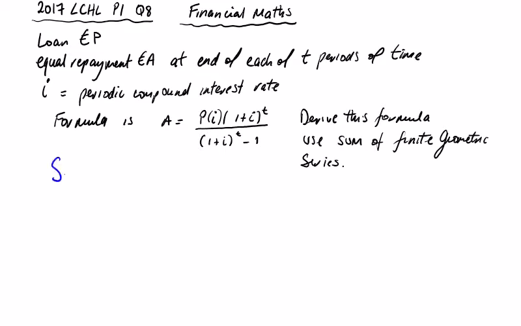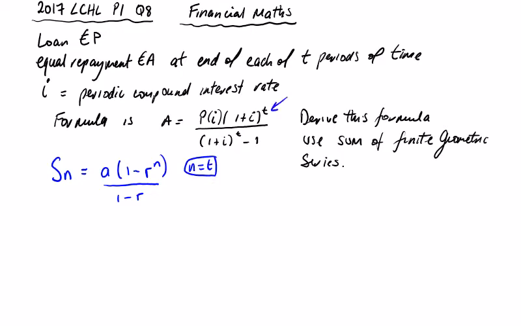So the sum of a geometric series, the sum of n payments, is a times 1 minus r to the power of n, over 1 minus r. We're going to use T here. n is equal to T in this case.